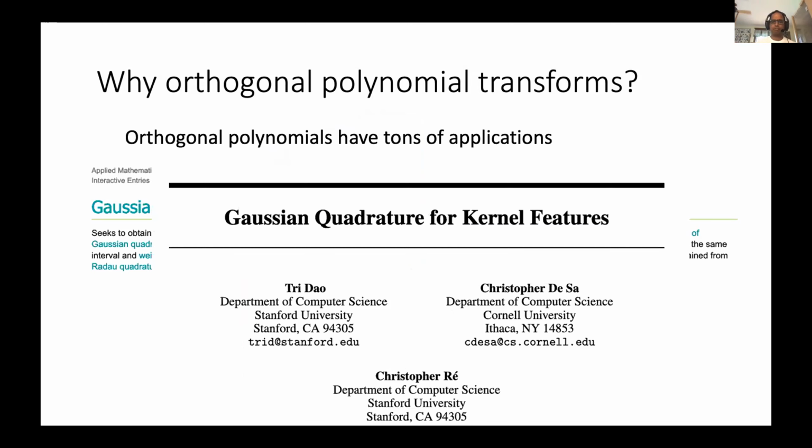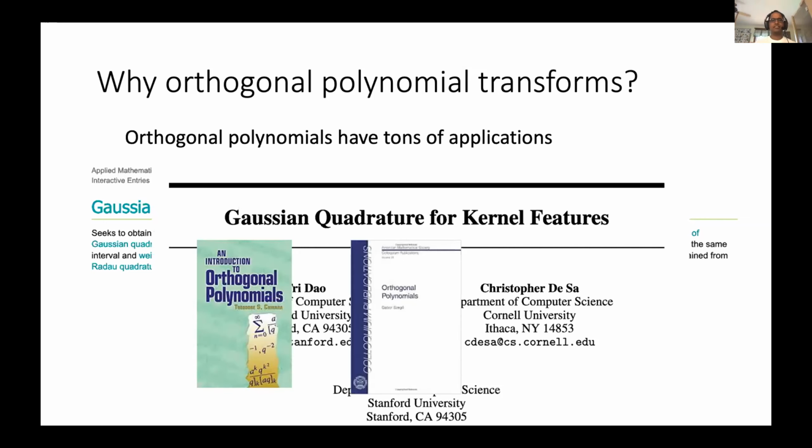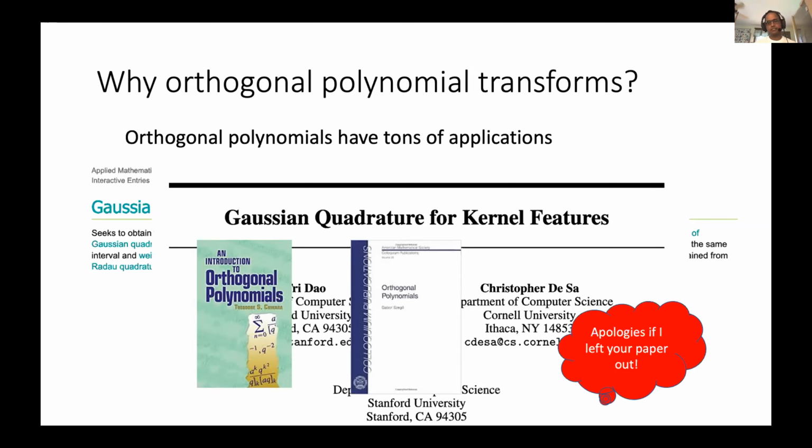This has applications in machine learning, for example this work. But long story short, it's a classical thing that has been studied for a long, long time. Again, apologies if I left your paper out, but basically, orthogonal polynomials are used all over, and it seems like a natural problem. We are trying to look into some application in machine learning, but I don't want to say anything because we don't have anything concrete yet.